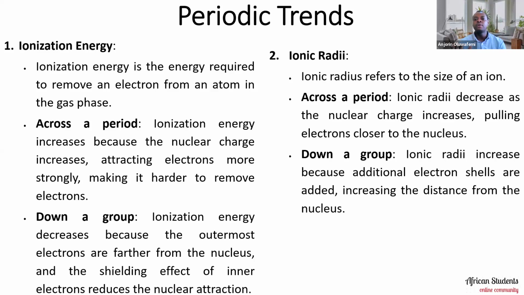Ionic radii refers to the size of an ion. Across the period, ionic radii decreases as the nuclear charge increases, pulling electrons closer to the nucleus. Down a group, ionic radii increases because additional electron shells are added, increasing the distance from the nucleus. So what is the trend of ionic radii on the periodic table? Across the period, it decreases. Down the group, it increases.